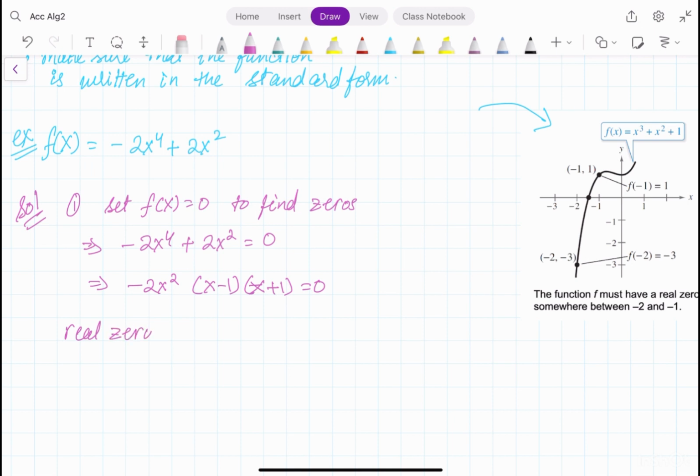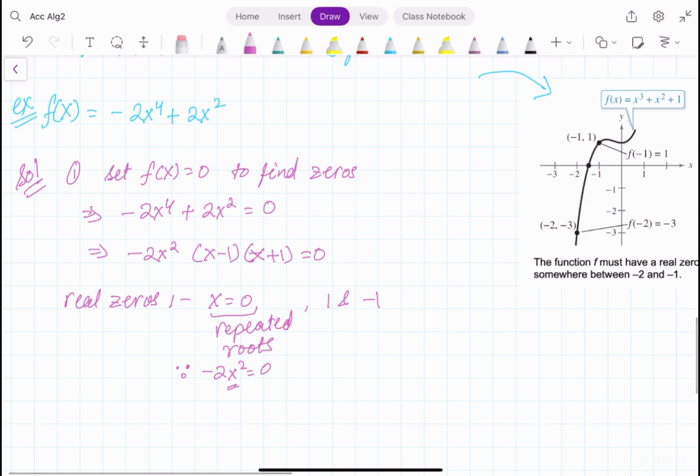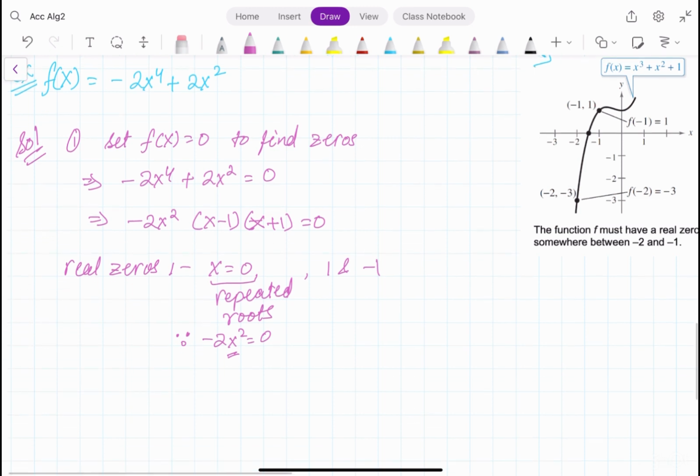So what will be the real zeros? Now watch carefully. We will have x is equal to 0, but x is equal to 0 is the repeated root. Why is it the repeated root? I will explain. You are writing negative 2x squared is equal to 0. We have two x's, so every x will generate 0. So there are two zeros, and this is called the repeated root. And the other roots are 1 and negative 1.